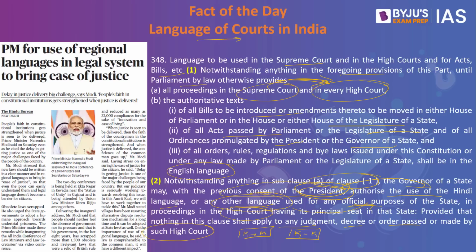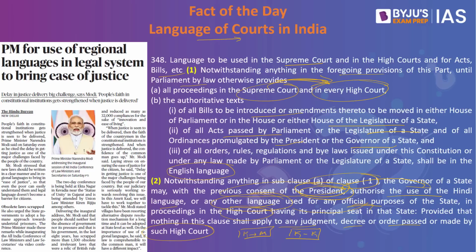So in the state of Karnataka, it can be Kannada which can be used in the proceedings of the High Court. In the state of Kerala, it can be Malayalam. In the state of Uttar Pradesh, it can be Hindi. In the state of Rajasthan, it can be Hindi. So in all these states where the governor has taken the approval of the president, only for the proceedings, they can use that language.